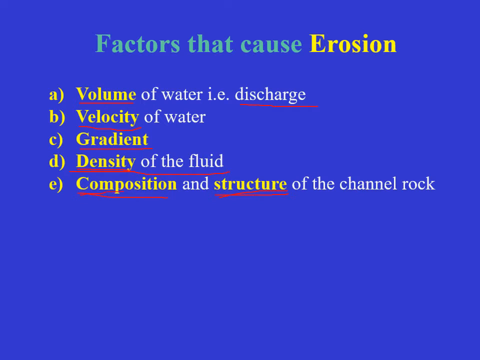Similarly, the composition is also very important. Suppose the river water is slightly acidic and that water is flowing over a carbonate rock. The carbonate rock, when it comes into contact with this acidic river water, becomes easily eroded by chemical weathering processes. But if that acidic river water is flowing over some silicate rock, then it is not easily weathered and eroded by chemical weathering processes. So the composition and structure of the country rock, of the channel bedrock, are also very important factors, and they also determine how much erosional work will go on as the river flows over these points.